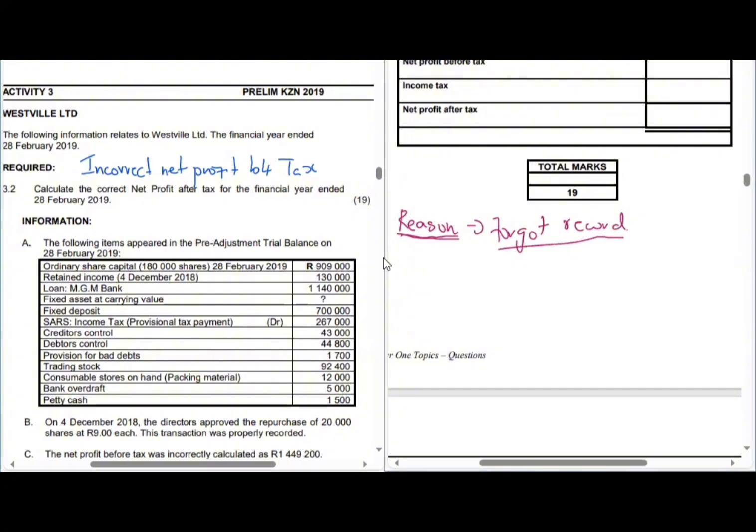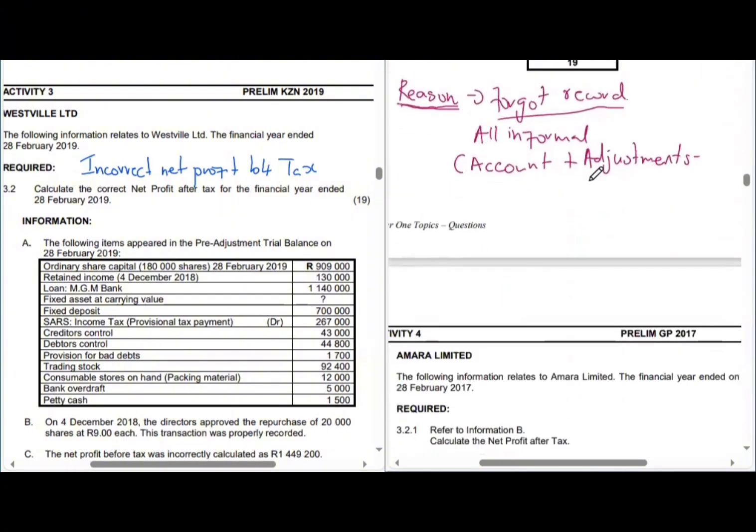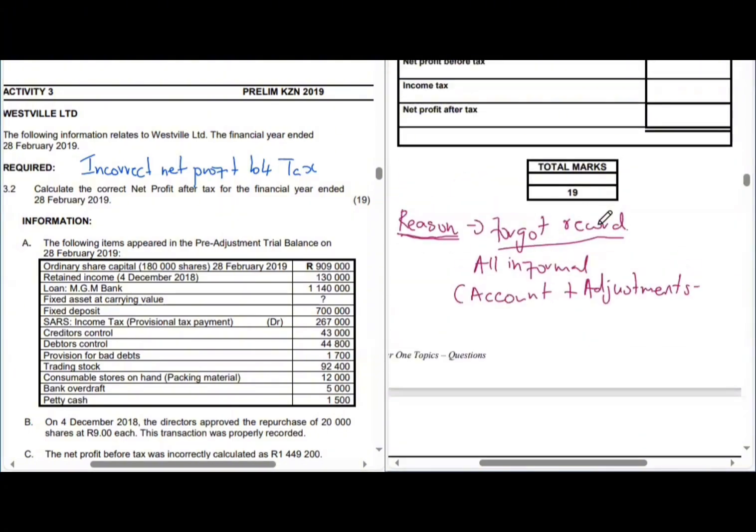It's either they forgot all the information. Whenever we speak about all the information, we are talking about what? About the account plus its adjustments. So these are the possible reasons why we need to complete our net profit before tax. They forgot to record all the information, meaning the account plus the adjustment of that account.